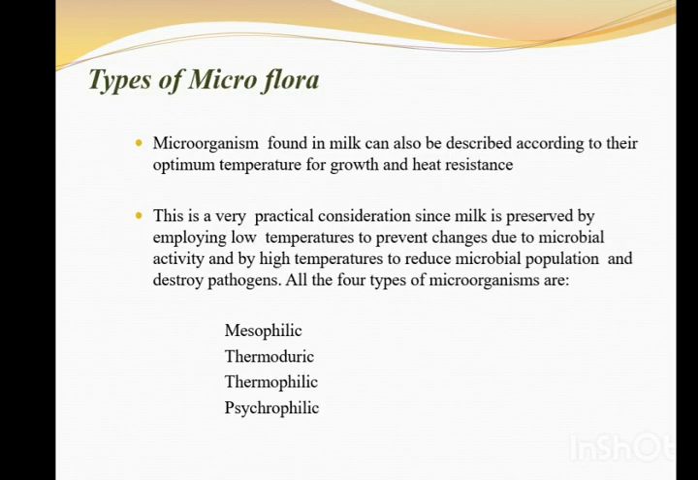Microorganisms found in milk can also be described according to their optimum temperature required for growth and heat resistance. This is a very practical consideration since milk is preserved by employing low temperatures to prevent changes due to microbial activity and also by high temperatures to reduce microbial population and destroy the pathogens. The 4 types of microorganisms are mesophilic, thermoduric, thermophilic, and psychrophilic.